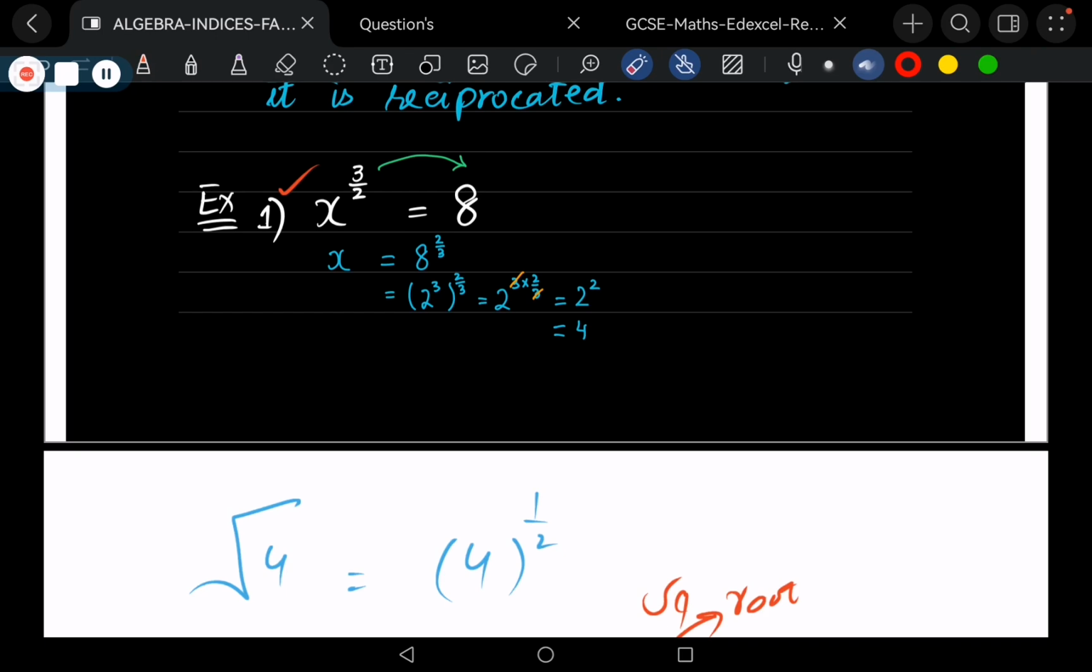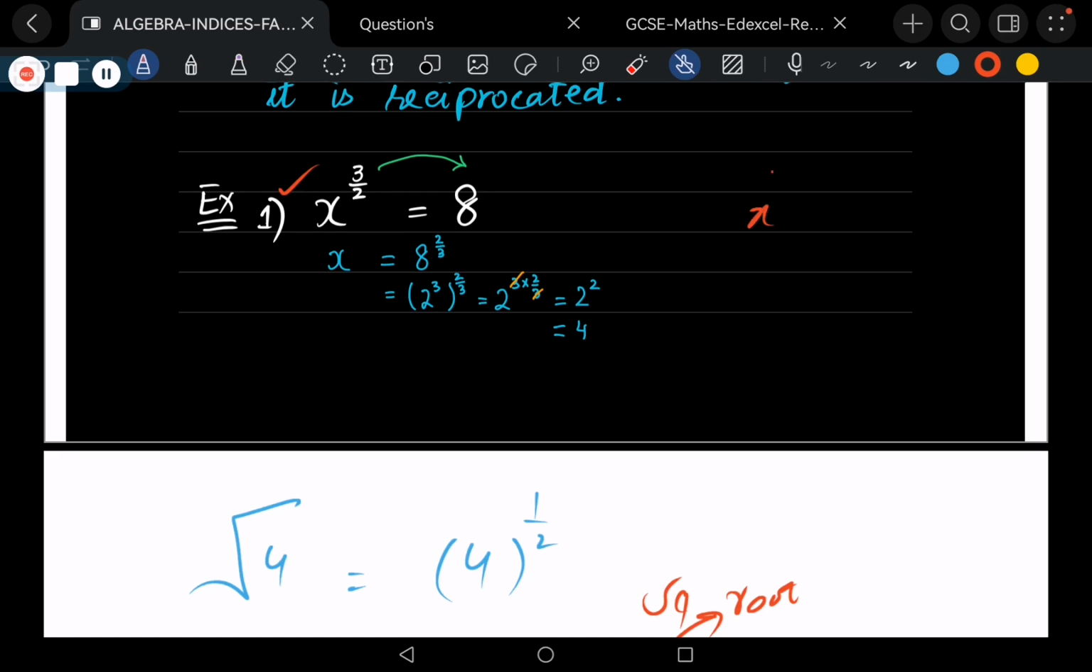So whenever these types of questions you feel in your exam are coming, always remember you want to get rid of this power. Because you need x. You don't need this power. This is 3 over 2. You don't need it. You want only x. So in order to get rid of this power, you will move this power over here on the other number. How? How will you get rid of this power?